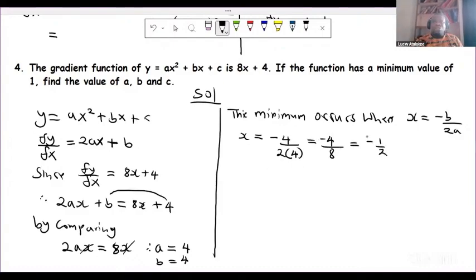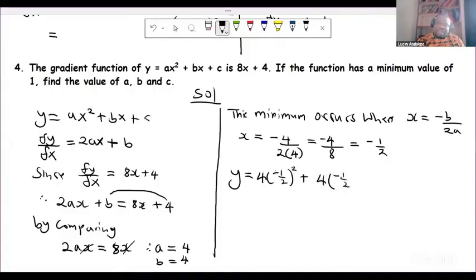So I'm going to substitute the value for x back into the original equation alongside a and b, right? To now get something that looks like this. Y equals a is 4, x is negative half, then it is squared, plus b is 4, then x is negative half, plus c, right? Are you following me? Are you? Good.